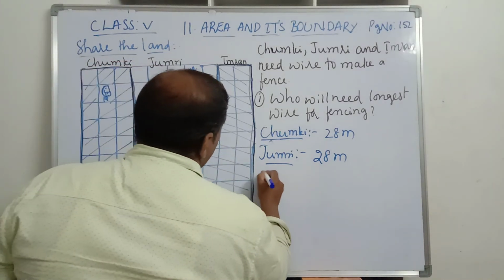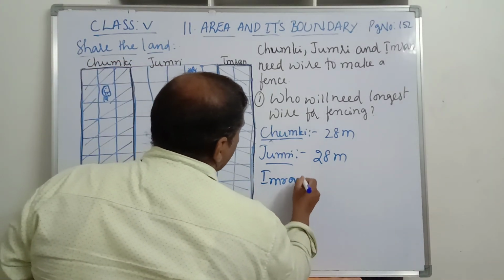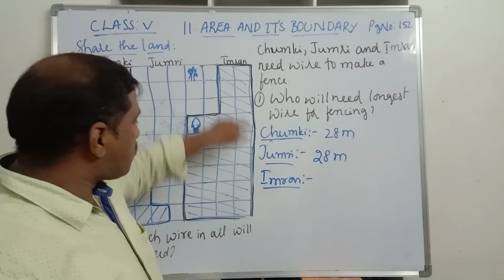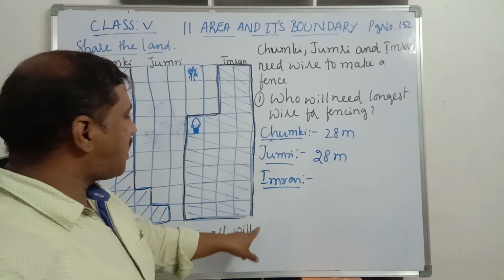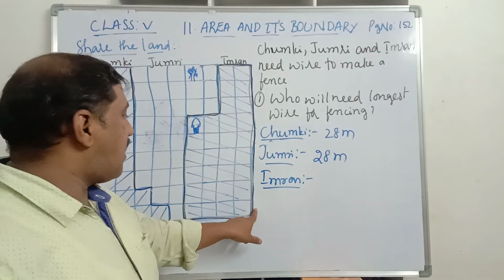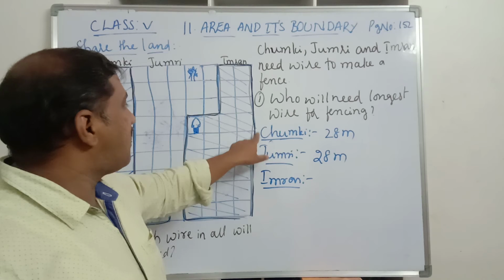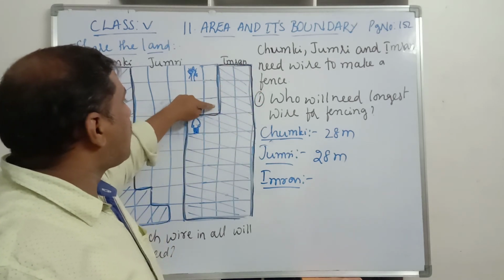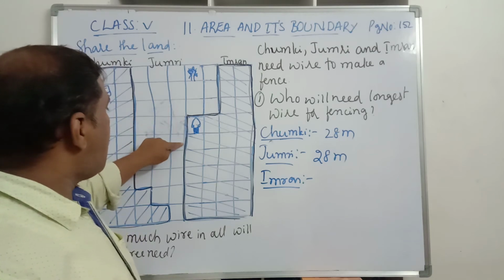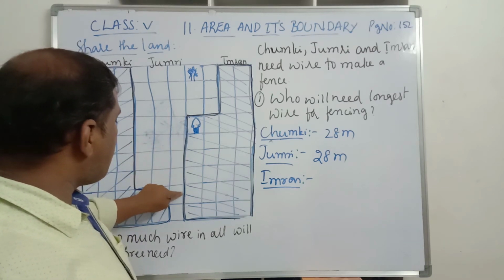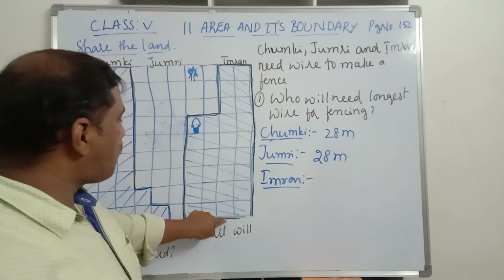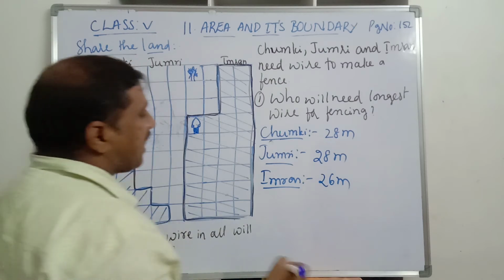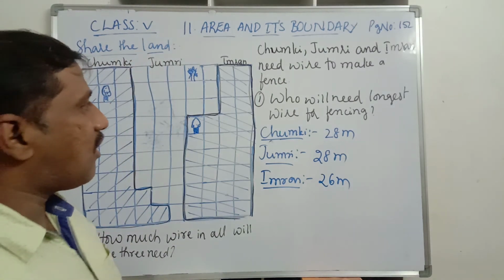Next Imran. How much wire did he require? We'll discuss Imran's wire. If you start from here, 9 boxes are there, 9 meters. 1, 2, 3, 4, 5, 6, 7, 8, 9, 10, 11, 12, 13, 14, 15, 16, 17, 18, 19, 20, 21, 22, 23, 24, 25, 26. 26 meters of wire he required. Imran required 26 meters of wire.